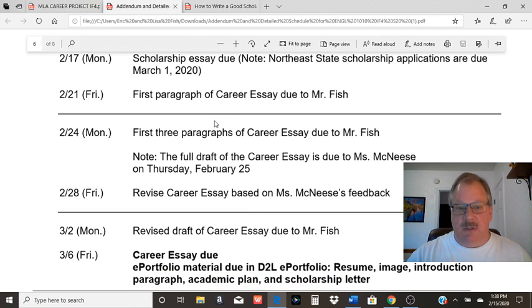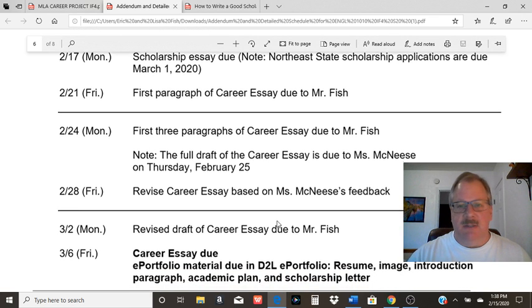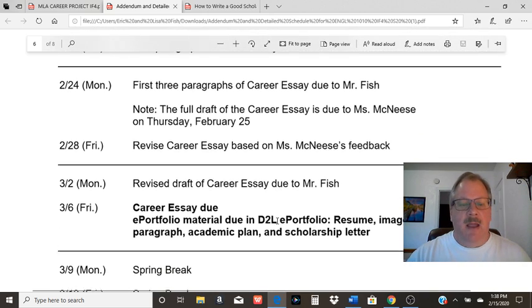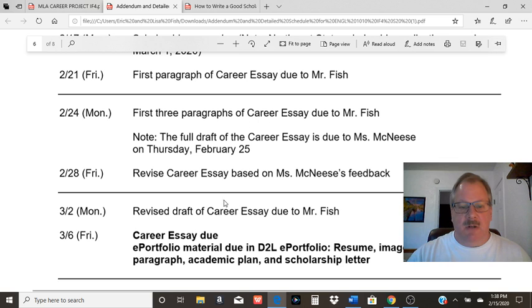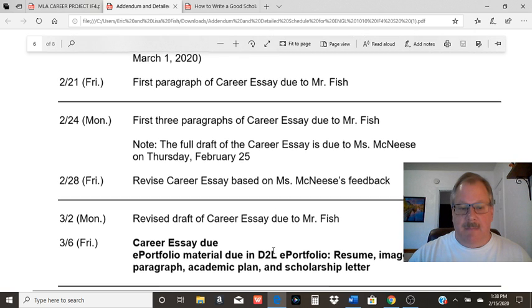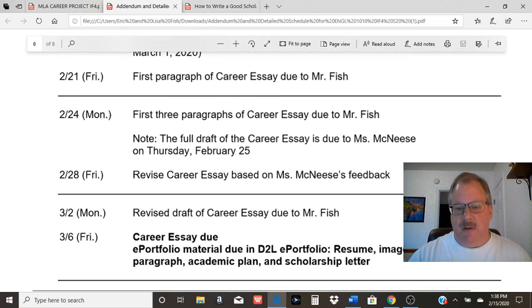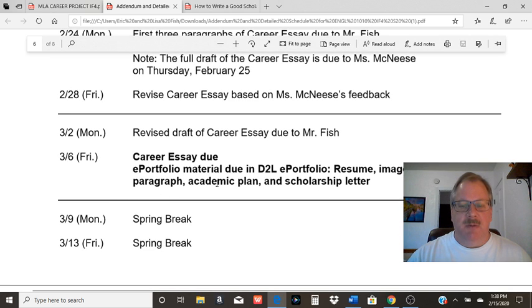For next Friday, we'll start on the first paragraph of the career essay. Just want to make sure you're getting started on it. And after that, we'll be working on the career essay. And by the Friday before spring break, we should have all this done. The essay should be done. All the D2L portfolio stuff, the resume, the image, the intro paragraph, the academic plan, scholarship letter, should all be up there on the e-portfolio. It should start looking pretty good.